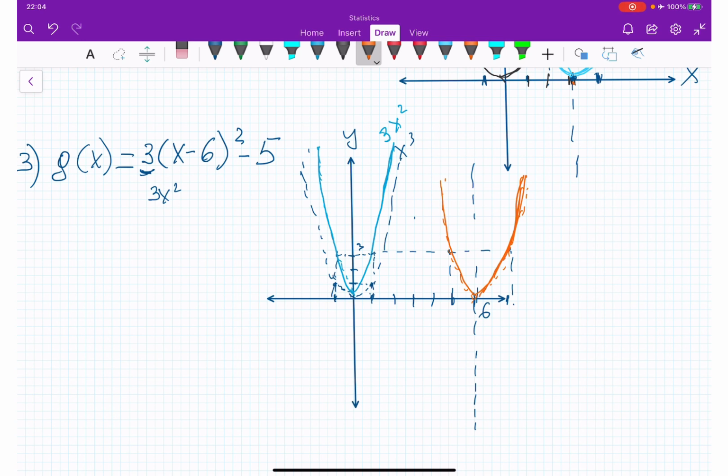Okay, I think it didn't come out as narrow as it's supposed to be. Maybe I took this point too far. Ah, of course, I took this right here. So it's going to go. So this is going to be 3 times x minus 6 squared.